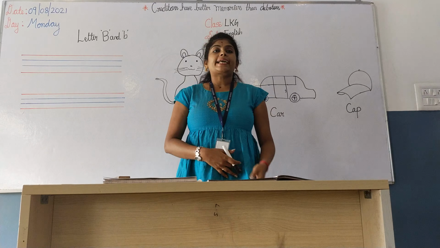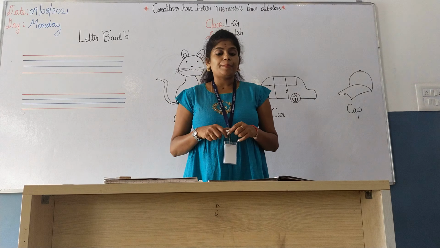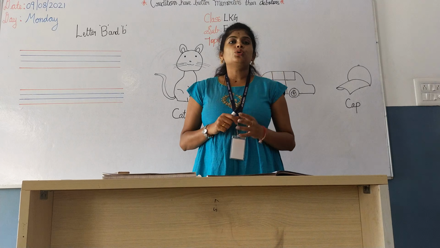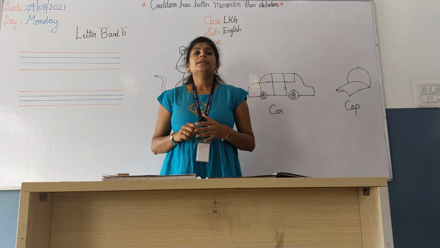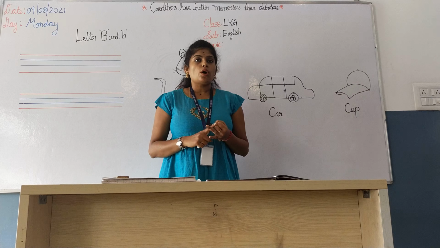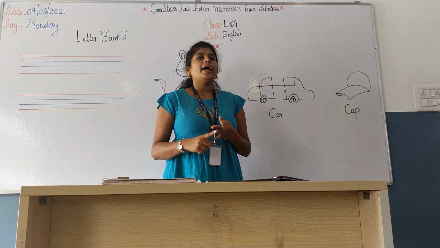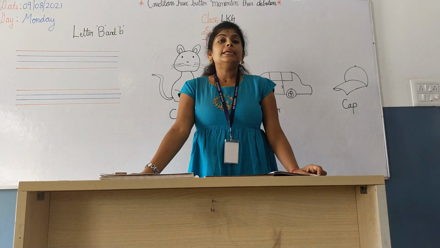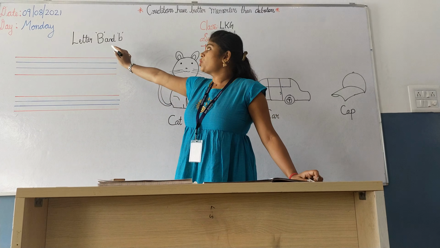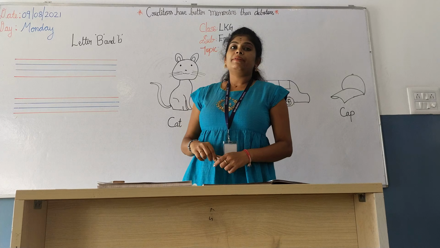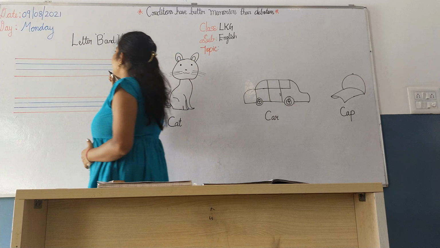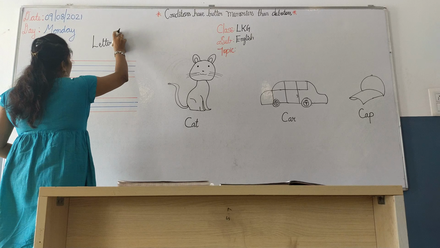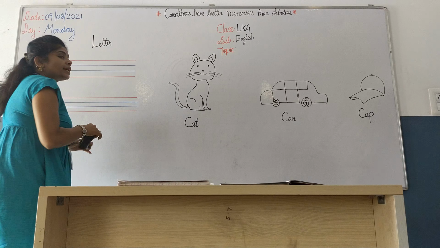Then what is the second lesson? What is the second lesson name? Letters of the alphabets, isn't it? In the past two classes, we have learned capital A and small a, capital B and small b, isn't it? Today we are going to learn the letter... sorry, B is completed, right? In the previous class, we have completed letter B. So today what letter do we have to learn? Tell me, B is completed. Then what comes next to B?